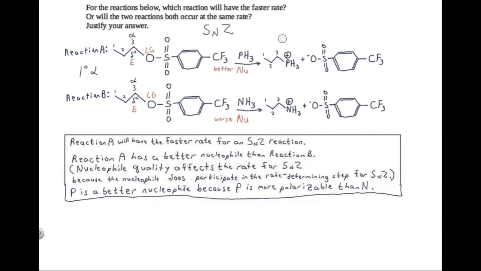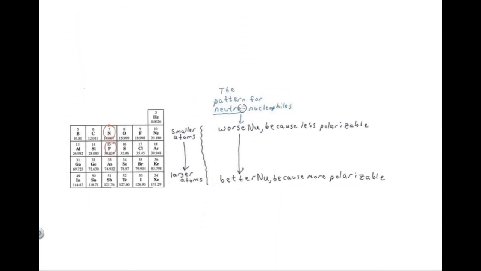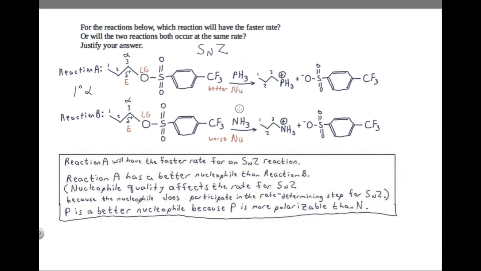The other skill that we needed on this problem was being able to tell which of these was the better nucleophile. These are both good nucleophiles, but how can we tell which is better? Because we know that for neutral nucleophiles, nucleophile ability increases as you move down the periodic table. So you would need to have that pattern memorized in order to get this problem correct. Notice that neutral nitrogen is a good nucleophile, but neutral phosphorus is even better.